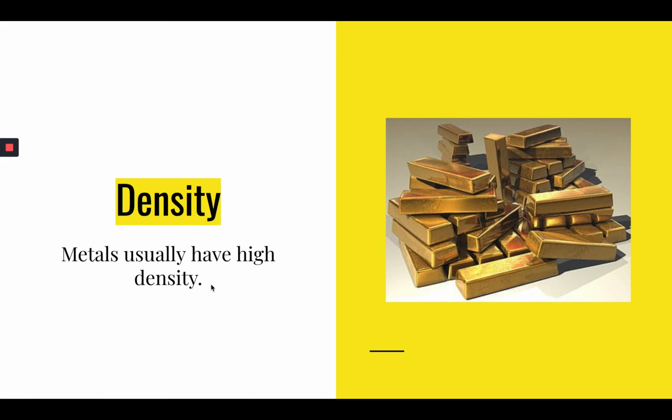Density. Metals are usually high density, so it means that they have a lot of matter in them for their volume. This is why metals tend to be very heavy for a very small amount, such as a gold bar.